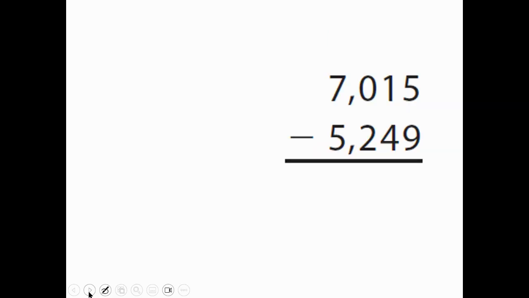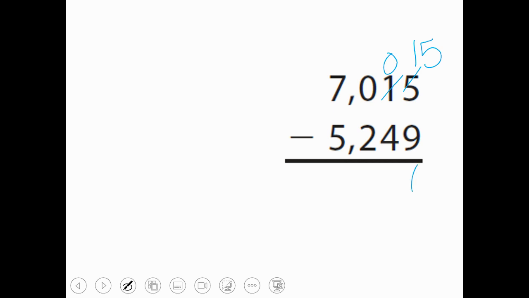All right. We're just going to do standard algorithm on this one. So 5 minus 9. I can't do that. So I'm going to cross off my 1. It becomes a 0. My 5 becomes a 15. Remember, I'm bringing over 10. 15 minus 9 is going to give me 6.